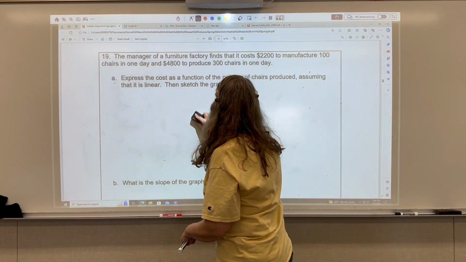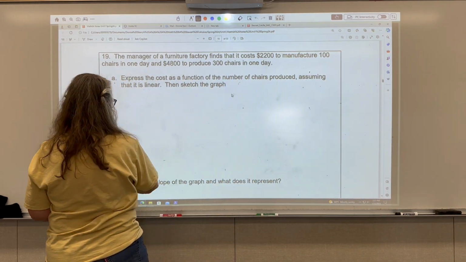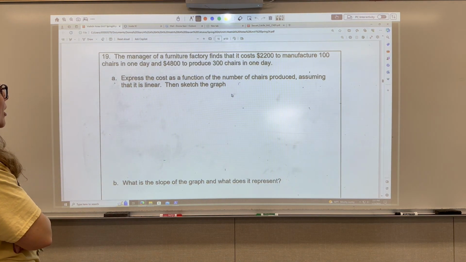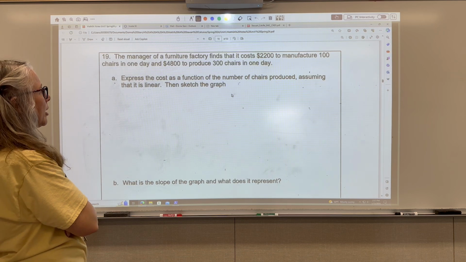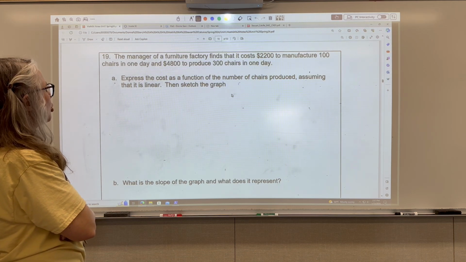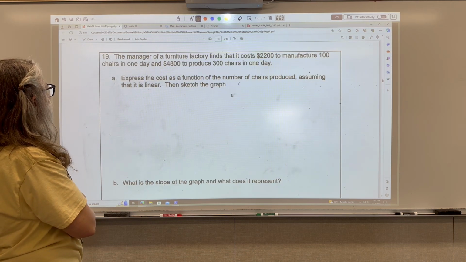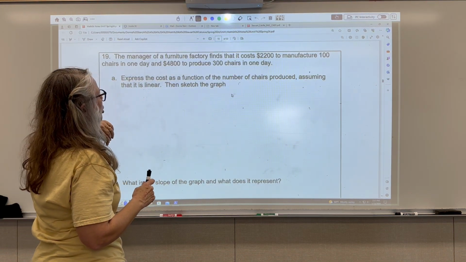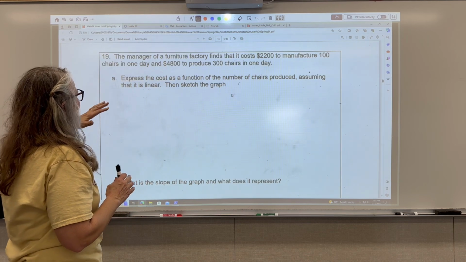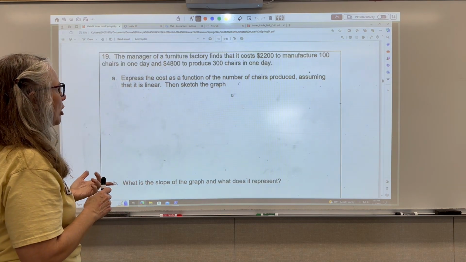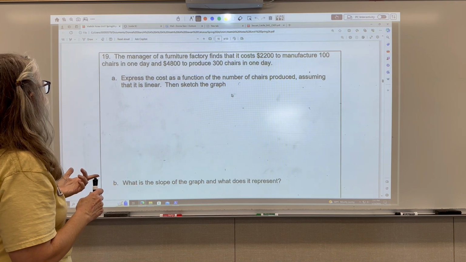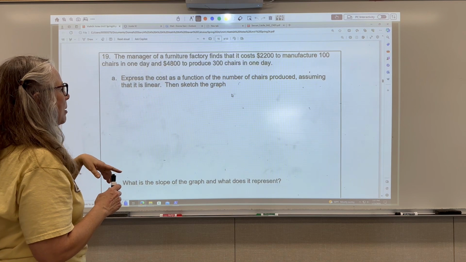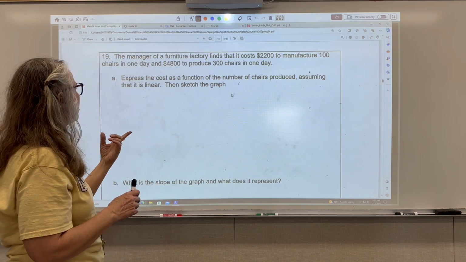Okay, this is problem 19 on 1.2. The manager of a furniture factory finds that it costs $220 to manufacture 100 chairs in one day and $4,800 to produce 300 chairs in a day. Express the cost as a function of the number of chairs produced, assuming that it's linear.